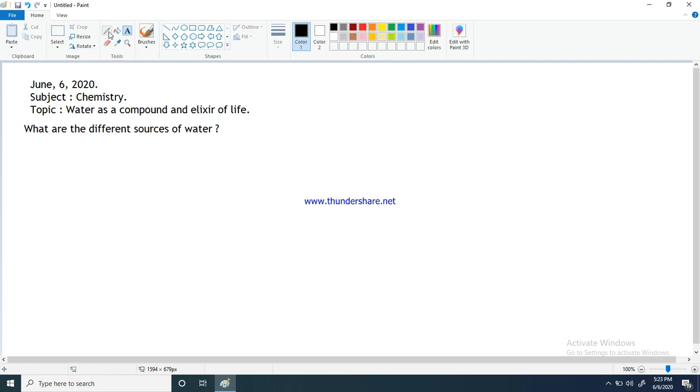Say I can do it with the help of a pen tablet also, but without using a pen tablet also, if you have good practice, you can do it with your finger even. So I have chosen this pencil from here, and then I can write that the different sources of water are.